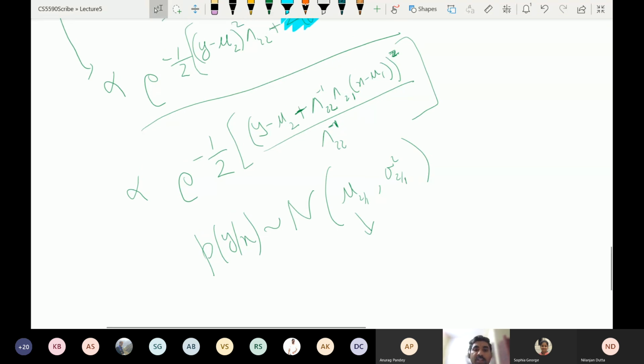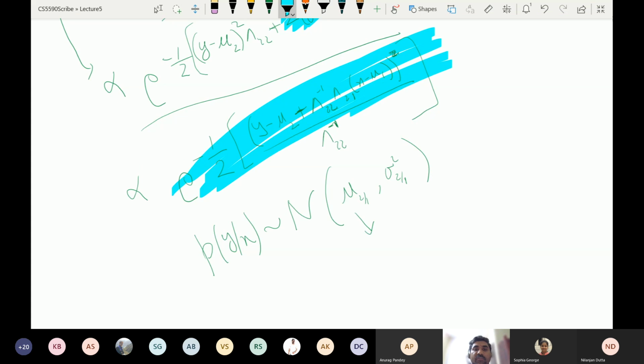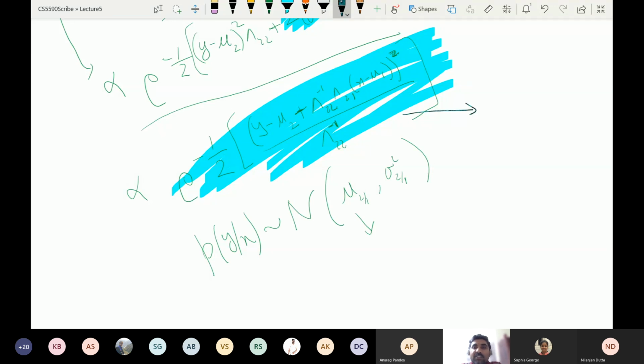Can you read out from this earlier expression of likelihood? From this blue expression, read out the mean of y given x. That's all I'm saying. Mu 2. Anybody? No, wrong. Is it only mu 2? See, what should you match this with? We should match this with this expression, no? E to the power of minus half y minus mu 21 square by sigma 21 square. So what should be mu 21?